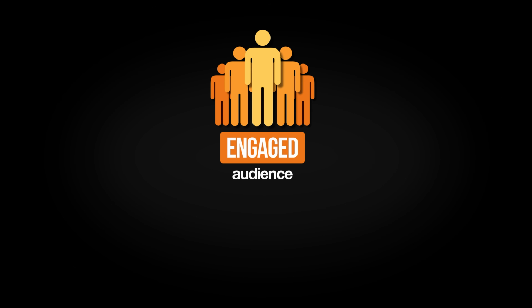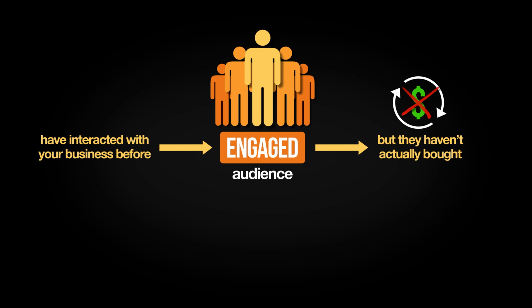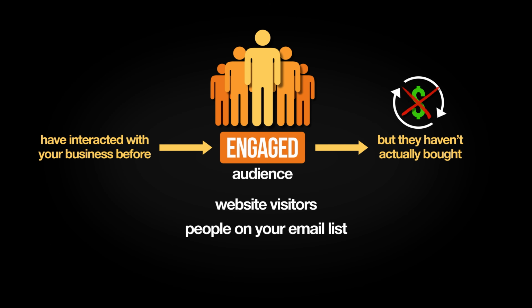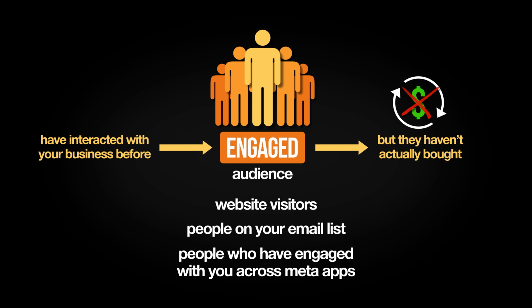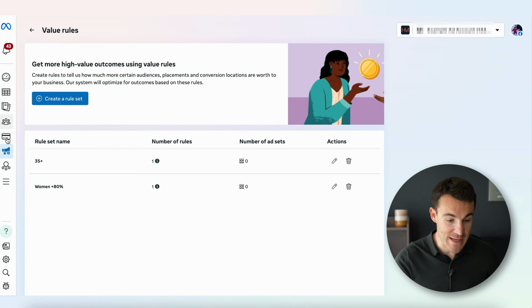You want to do the same with your engaged audience, which is going to be people that are warm, they've interacted with your business before, but they haven't actually bought. So this could be website visitors, people on your email list but not your customer list, people who've engaged with you across the Meta apps. You can very quickly and easily do this in advertising settings.